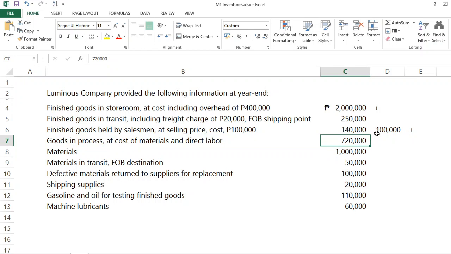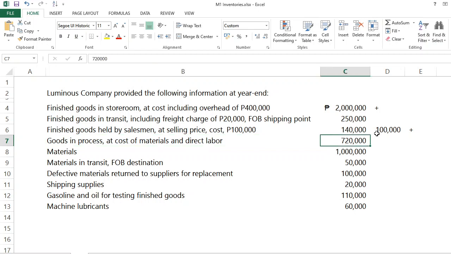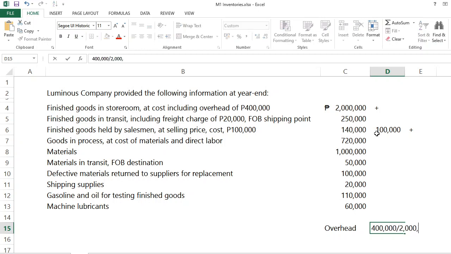So, this 720, sabi niya, cost of materials and labor. Pag manufacturing concern manggod ka, you have materials and direct labor plus indirect materials and indirect labor. Sometimes we call it overhead or manufacturing overhead. So, sa 720, kailangan pa na siya dungagan og overhead. And how much is the overhead? Based din hiya, ang imuhang overhead is your overhead is actually 400,000 divided by 2 million, and that is 400 divided by 2 million, that is 20%.